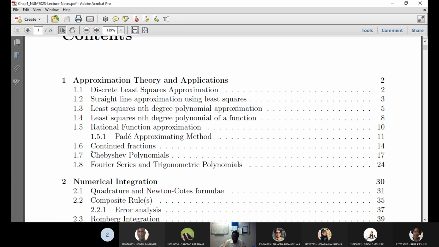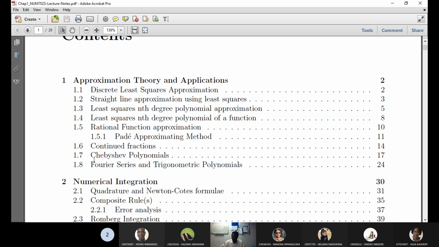Okay, then the next will be Chebyshev polynomials. Chebyshev polynomials are polynomials of a certain kind, right? They are trigonometric polynomials, as we will see later on. They are a particular form of polynomial that we use to approximate the function f.